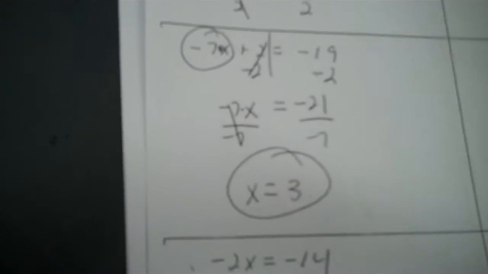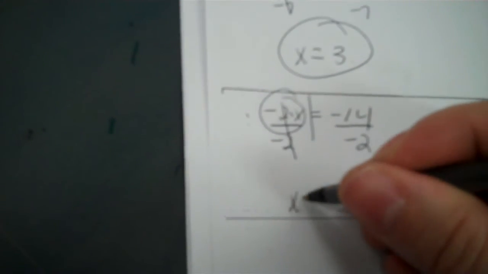Okay, so negative 21 divided by negative 7 is 3. Okay, next one's a quick one. Wall goes up, dot circle. I don't have anything outside the circle, so I can go straight to the dividing. So x equals 7.